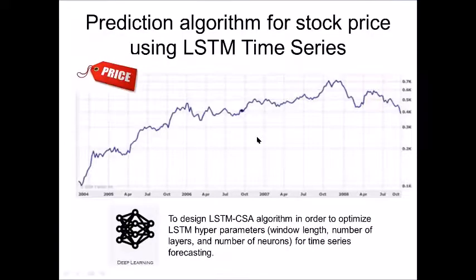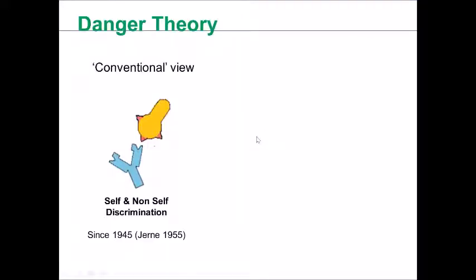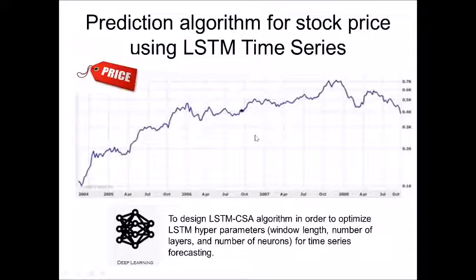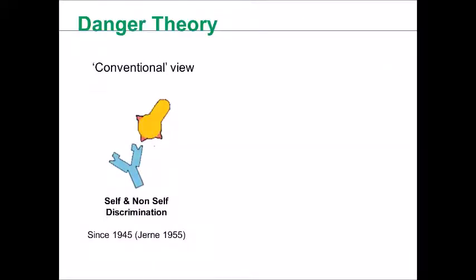We have another 15 minutes. I have explained the negative selection algorithm and also the clonal selection algorithm. The negative selection algorithm is for anomaly detection, and the clonal selection algorithm is mostly used for optimization and pattern recognition. They are based on the conventional view of how our immune system functions.